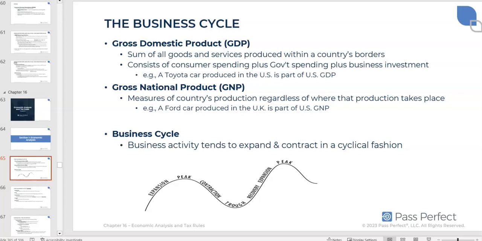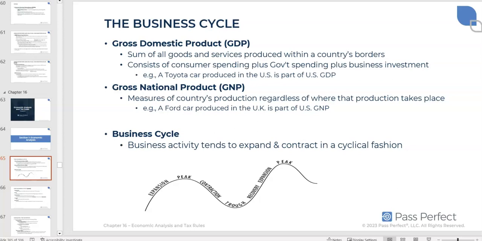Gross national product mentions if it's a Ford car that's produced in the UK. Now that would be part of the U.S. gross national product. Coca-Cola, right? They sell bottles of soda all over the world. Everything that Coca-Cola sells in the United States is part of GDP. Everything that Toyota sells everywhere in the world is part of GNP.